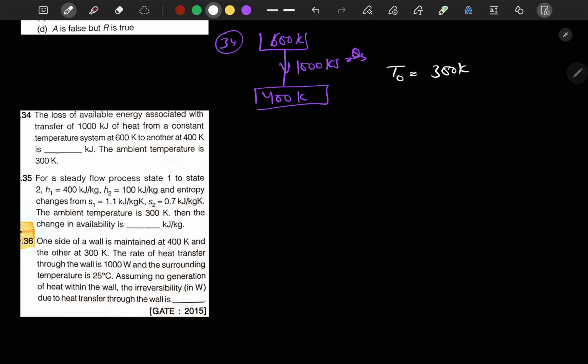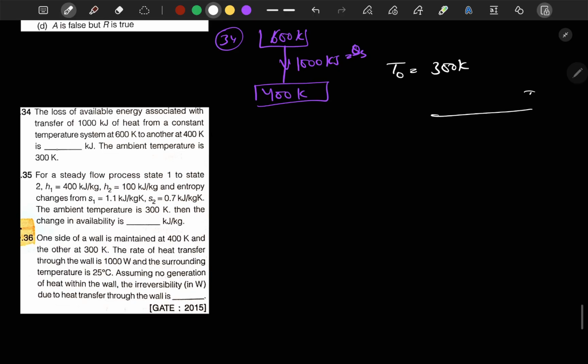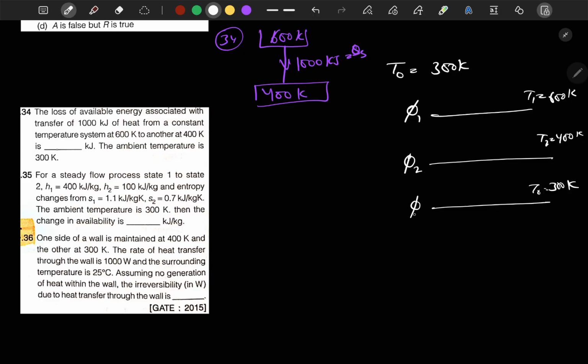Okay, so we have three temperatures given. First one, let's say T1 is equal to 600 Kelvin. The second temperature given is T2 is equal to 400 Kelvin, and the third is T naught is equal to 300 Kelvin. Okay, let's say phi 1 is the exergy function value here, phi 2 is here, and phi 3 is here.